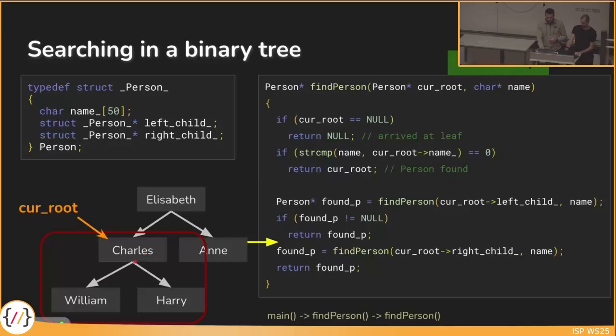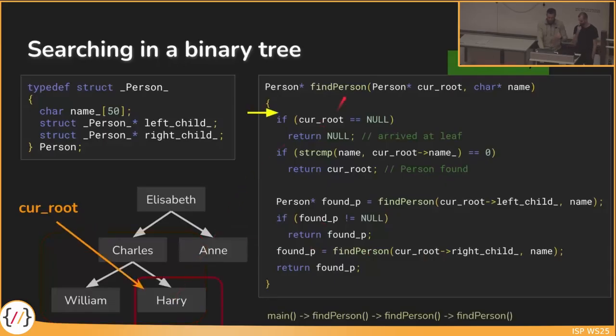And remember, we are now back in this call where Charles was the root node, and we performed the search for the whole left side of Charles. And we did not find Harry yet. So this is again null, the left side was null. So we go to the right side of Charles, again calling find person with the right child, which is Harry.